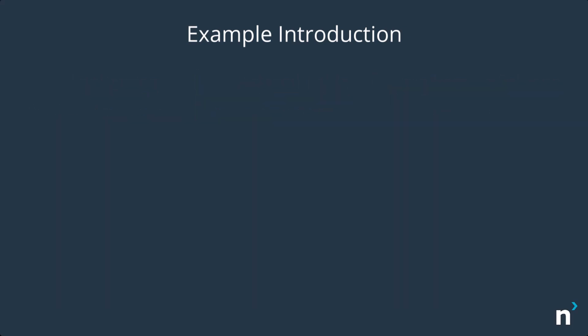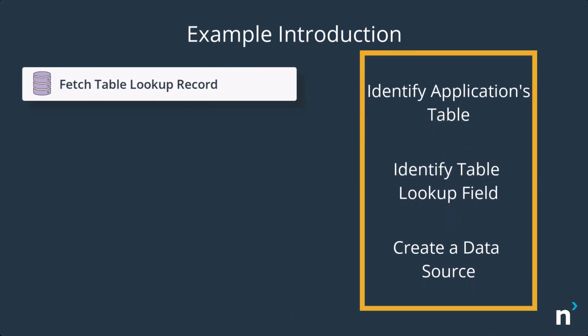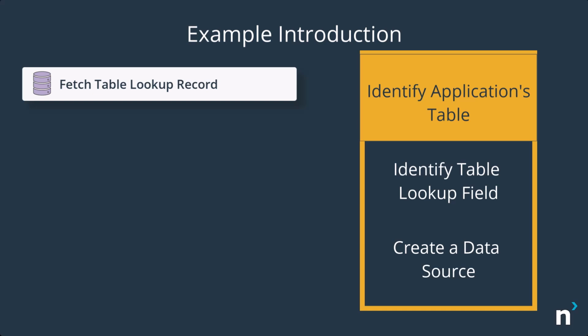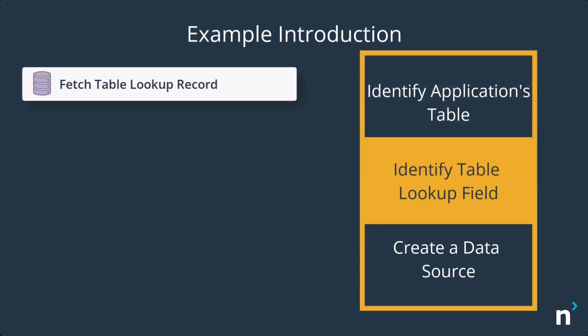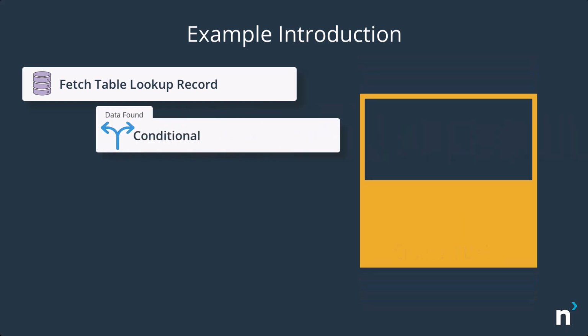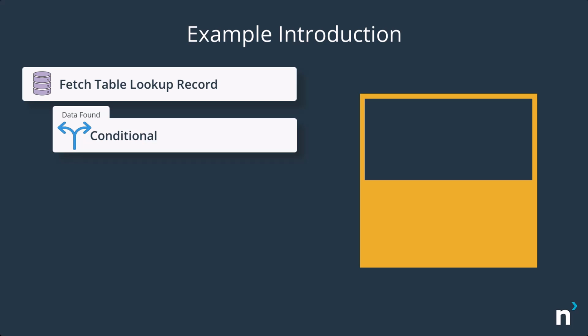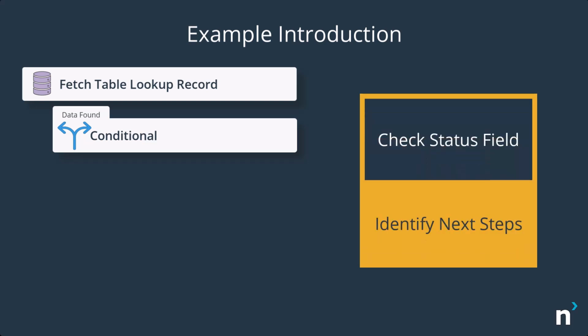Let's review the actions required for our fetch table lookup logic block. Fetch table lookup record. First, we'll set up a fetch action that identifies the table the application is built over and the table lookup field. It also creates a data source we will use later in the logic. Conditional. Next, we'll add a condition to check if the fetch table lookup record has a status of employee to know what to do next.